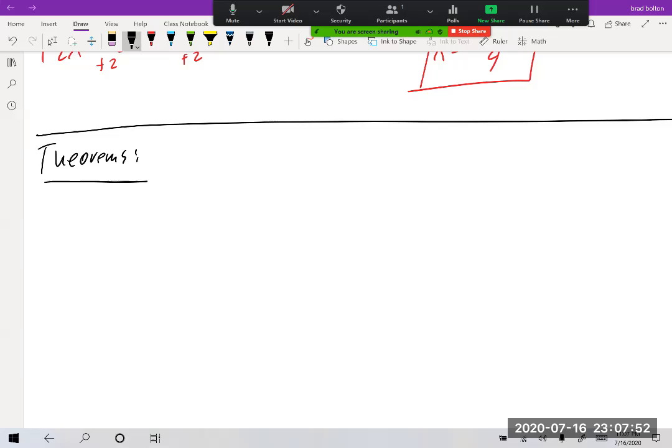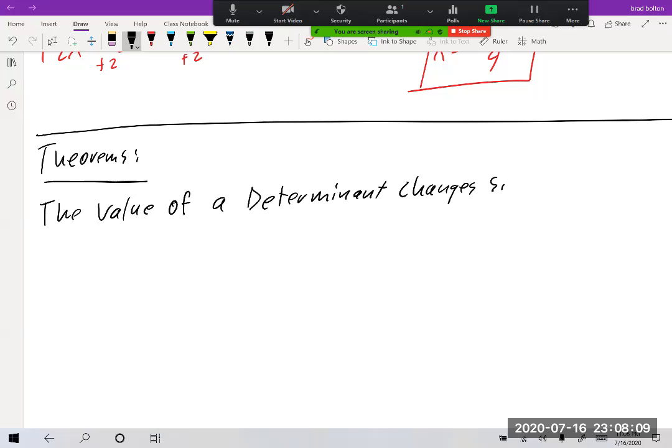Okay, so it says the value of a determinant changes sign if any two rows or columns are interchanged.